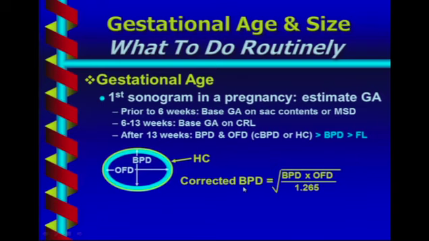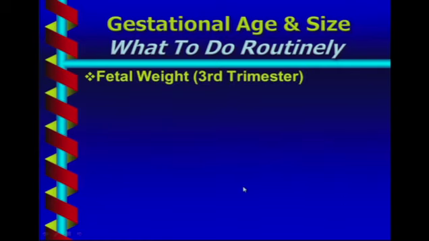This formula makes sure that if you have an average-shaped head, the corrected biparietal diameter is exactly the same as the biparietal diameter. With a long head, the corrected BPD is larger than the BPD alone, and with a short, brachycephalic head, the corrected BPD is less than the BPD, and then we use standard BPD formulas.